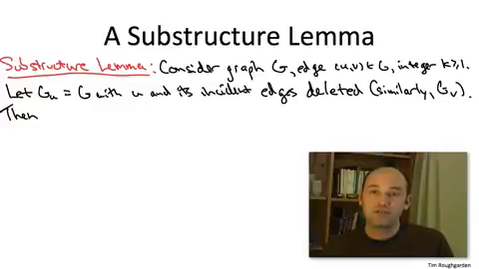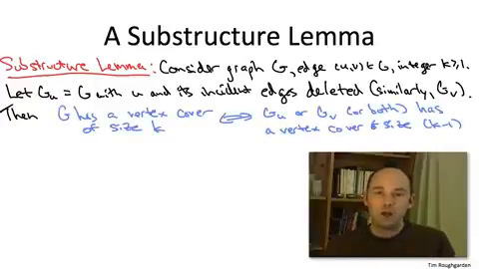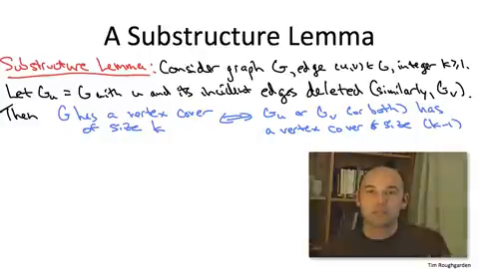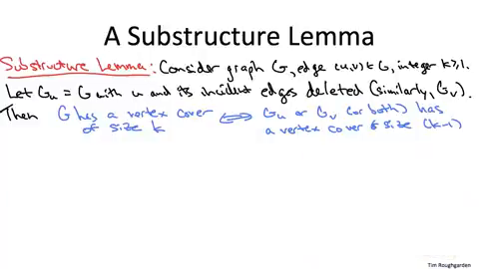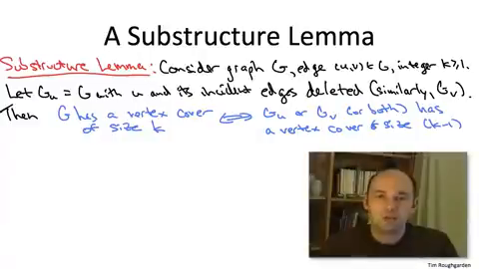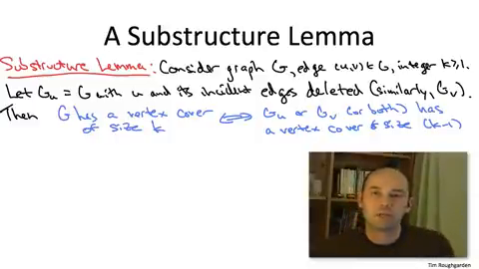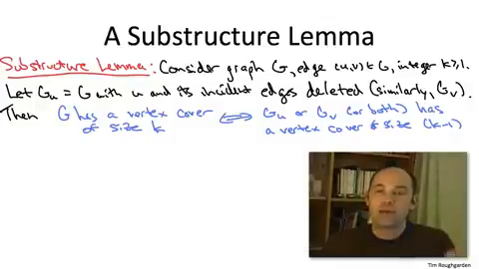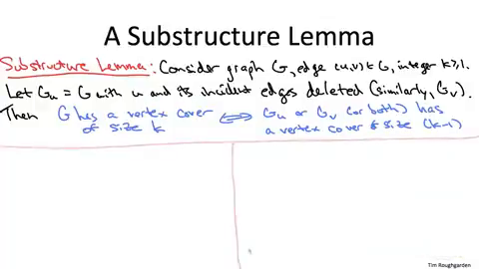Specifically, G does have a vertex cover of size K if and only if at least one of G_U or G_V has a vertex cover of size K minus 1. So the proof is not too hard. I'll be able to squeeze it in on this slide, and then once we know the substructure lemma is true, I'll show you how that leads to a smarter search algorithm for vertex cover.